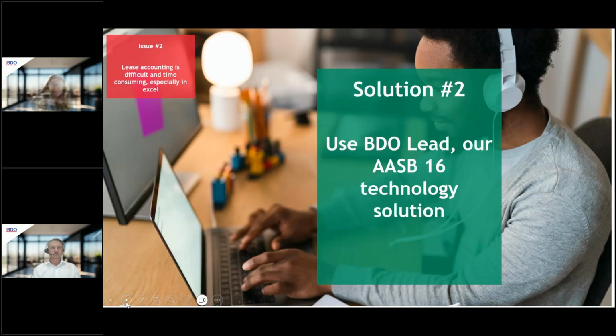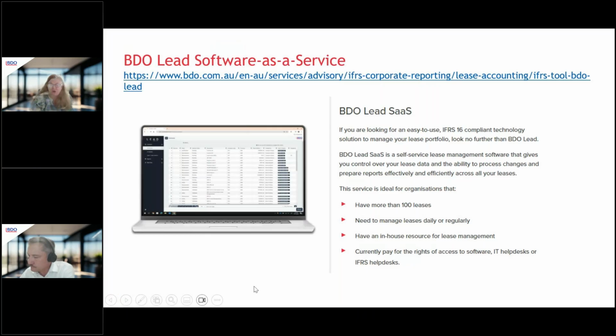The second issue is a lot of people are saying, listen, this is difficult in Excel. Now, really luckily, at BDO, we have our own technology solution called BDO Lead. And BDO Lead, therefore, is a software as a service solution. It's hosted in the cloud. You use it yourself. So you get access to your own deployment of BDO Lead.